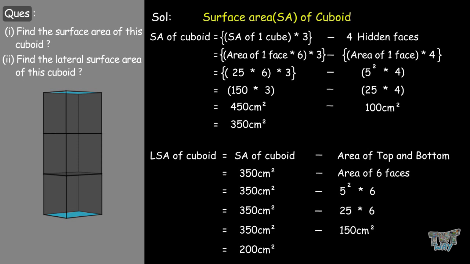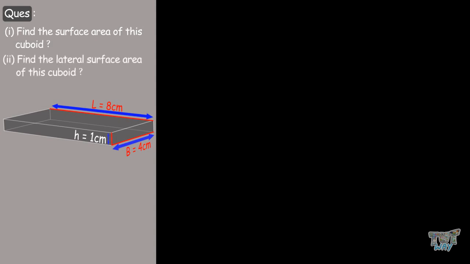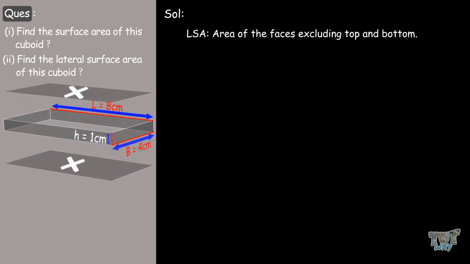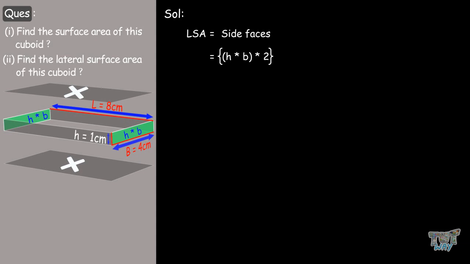Now here we have our next question. Here we have another cuboid with a height of 1 centimeter, breadth 4 centimeter, and length 8 centimeter. We have to find its surface area as well as lateral surface area. Lateral surface area will be the area of the faces excluding the top and bottom. Side faces are height multiplied by breadth times 2, and the front will be length multiplied by height times 2. There are 4 faces, and 2 of which have an area of height times breadth. The other 2 have length times height.